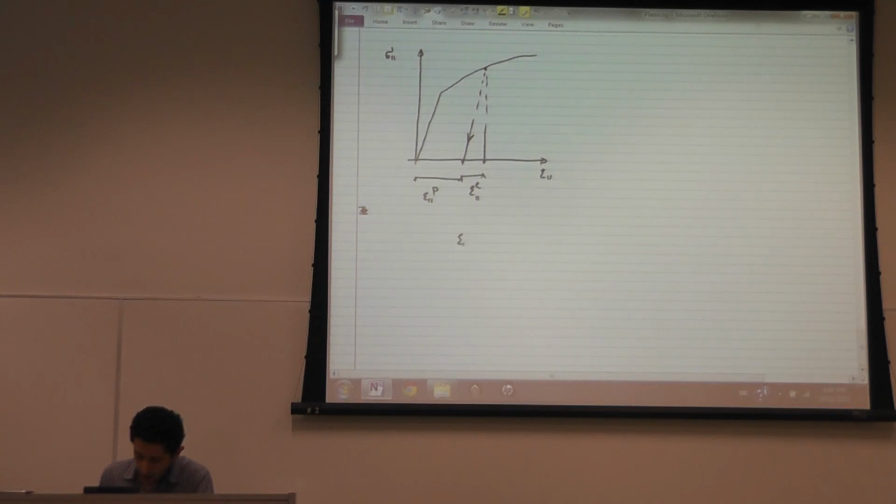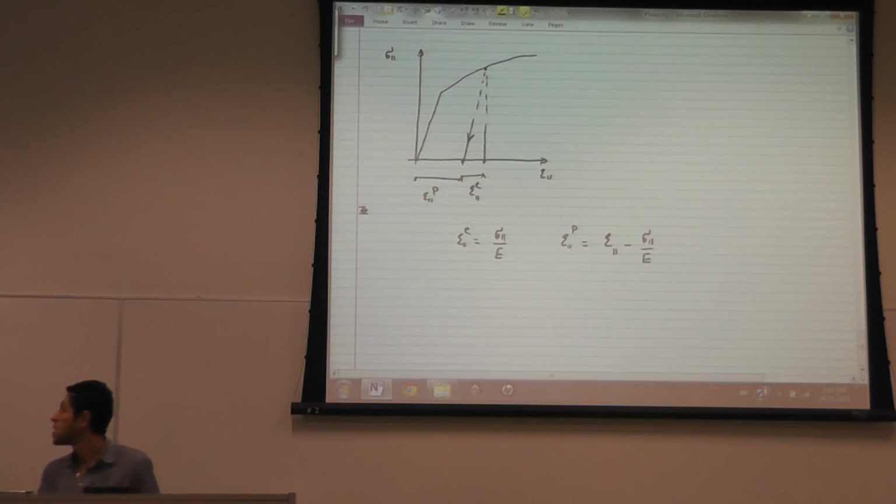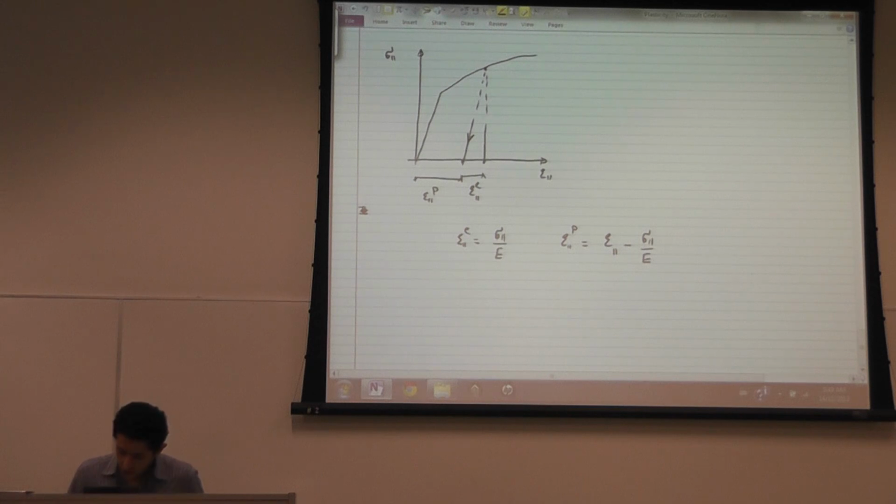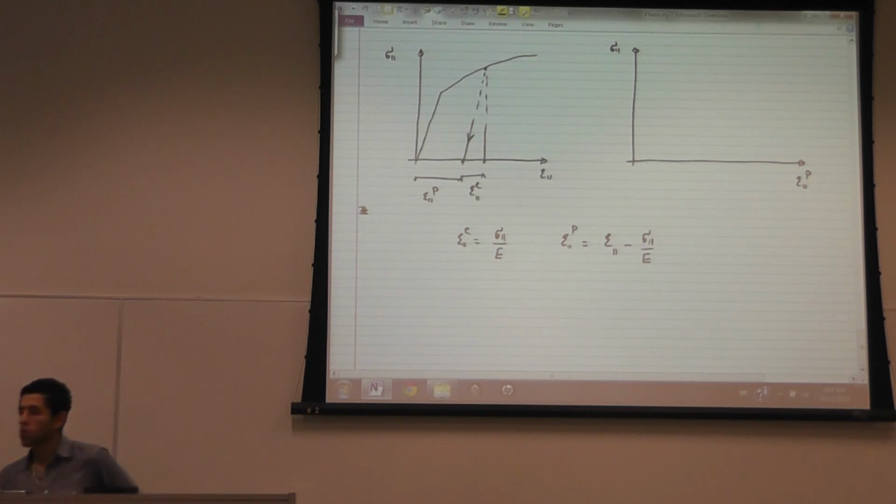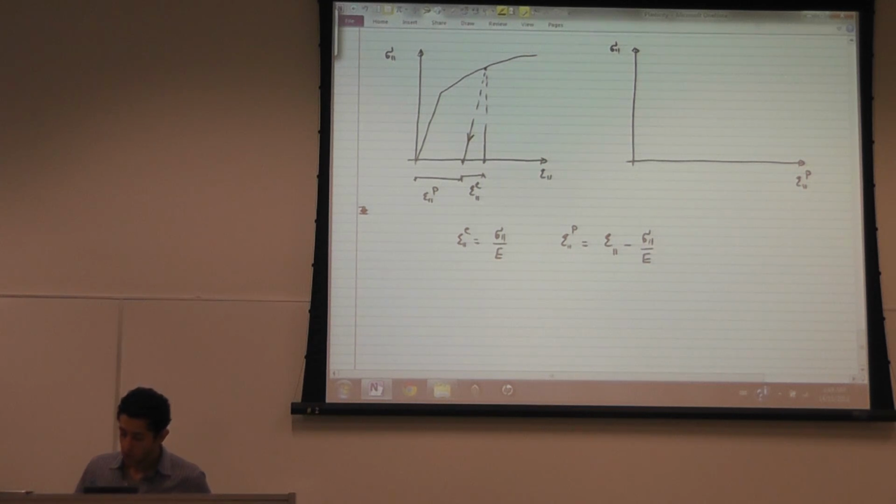Now, epsilon 1 elastic is equal to sigma 1 over E, because the elastic strains are related to the stresses using the linear elastic constitutive law. And the plastic strain is equal to the total strain minus sigma 1 over E. And so it makes sense to draw the relationship between sigma 1 and epsilon 1 plastic.